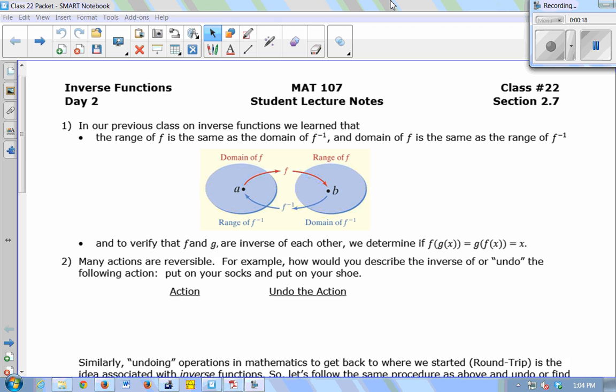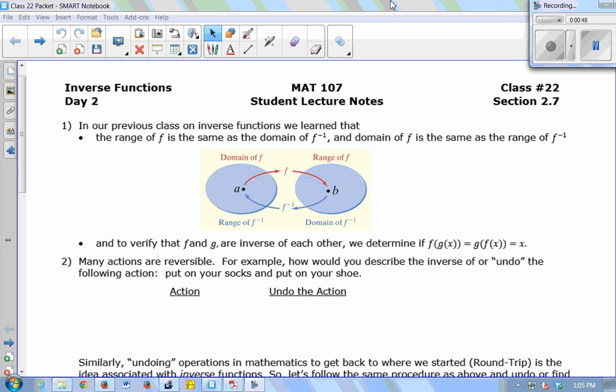This circle that has a in it, this is the domain of f, and f takes an input of a and gives an output of b, and it sends it to the range, right? So we have the domain and the range of f. But f inverse reverses, right? F inverse takes the outputs of f as its inputs and sends them backwards. So that means that the range of f inverse, the set of outputs, was the domain of f.